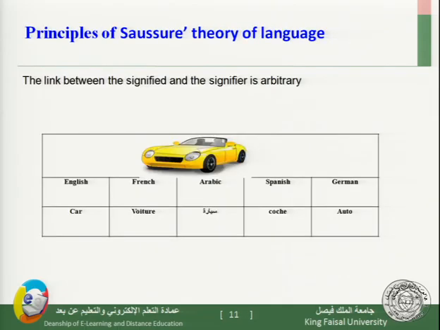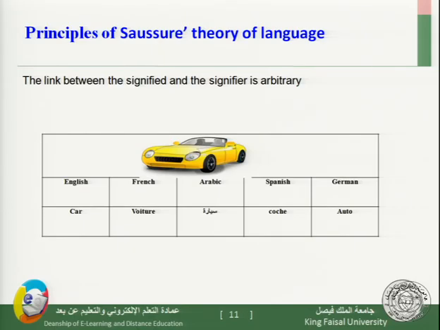Another principle of de Saussure's theory is that the link between the signified and the signifier is arbitrary. It is not regular, it is not systematic. If you have a signified item, it is not necessary that the signifier is always the same. In other words, we can have one signified which corresponds to different signifiers. The signifiers are arbitrary. They do not follow any rule. They should not, in one way or another, be similar to the signified.